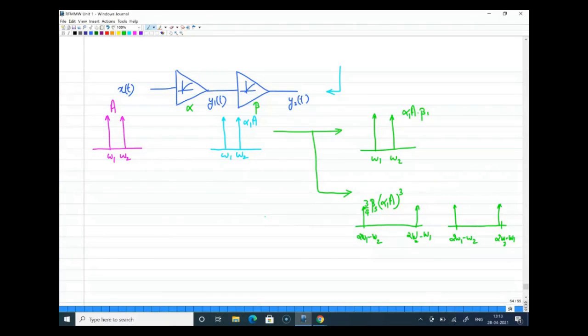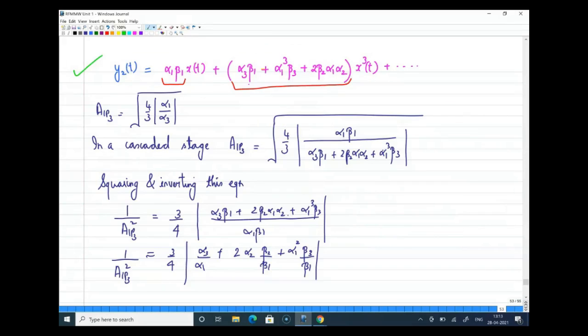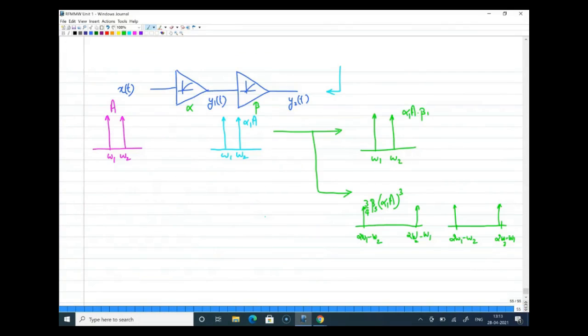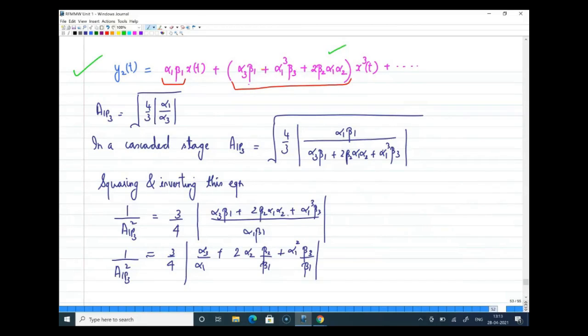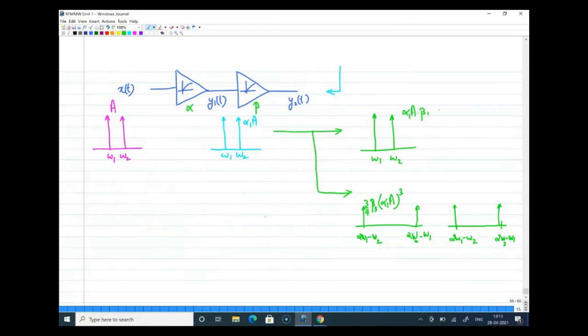So what you can do is look at the equation we have written here. So this is the equation. The term alpha 3 beta 1 into x cube of t is what we have written here. Sorry, alpha 1 beta 1 into x of t is what is written here. X of t is nothing but a.